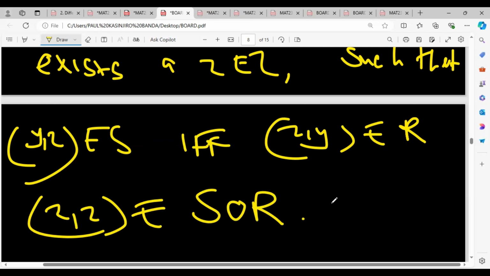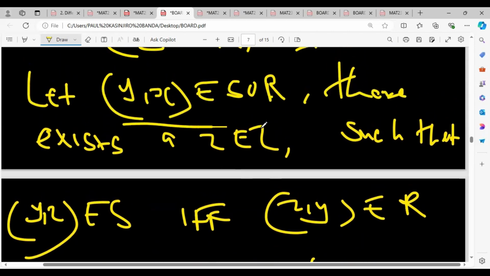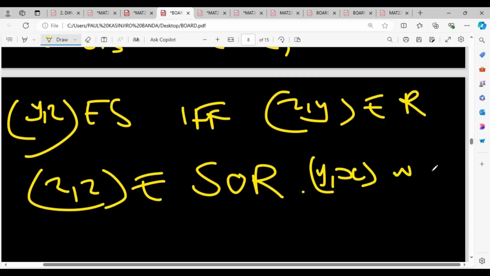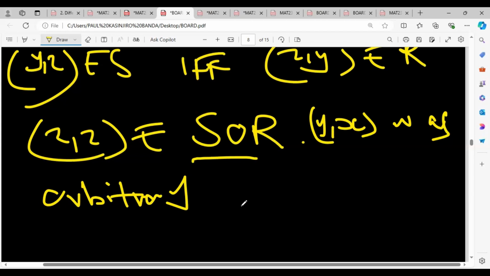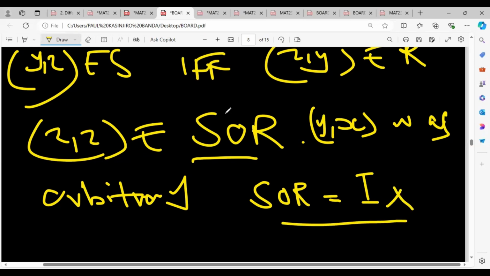Okay, and then since the Y comma X that we let here was arbitrary, it follows that it was an arbitrary element of this S of R. It follows that the composition S of R is just X being mapped to X, because all the coordinates that you'll be finding here will just be the same. So the X will be mapped to the X. So that's how you prove that.